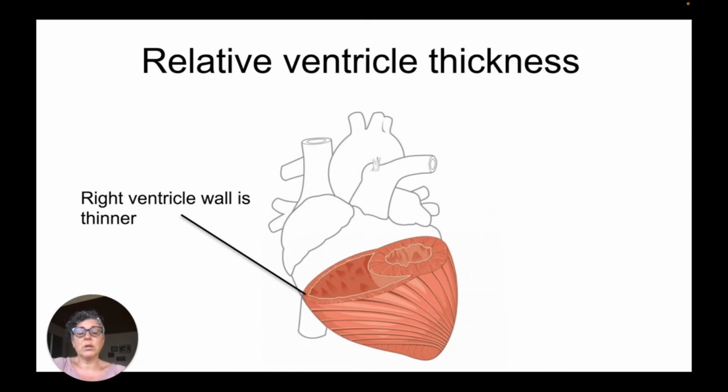And so if we look at a heart, any type of mammalian heart, we will see that the right ventricle wall is thinner and the left ventricle wall is thicker. Now, if you remember, in a previous video I talked about the advantages of double circulation. And this now talks about the structure of the heart and how that leads to those advantages.